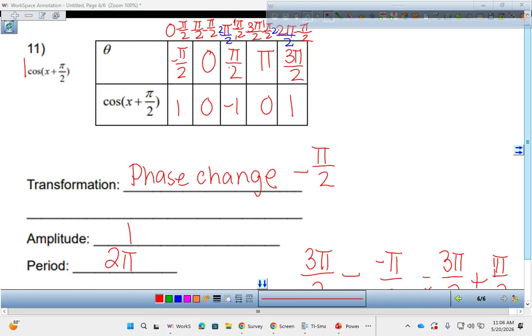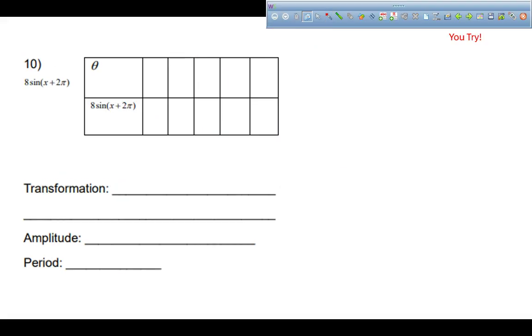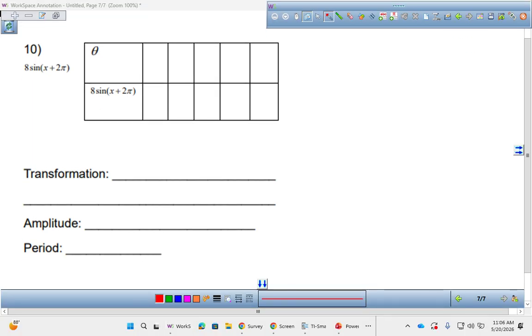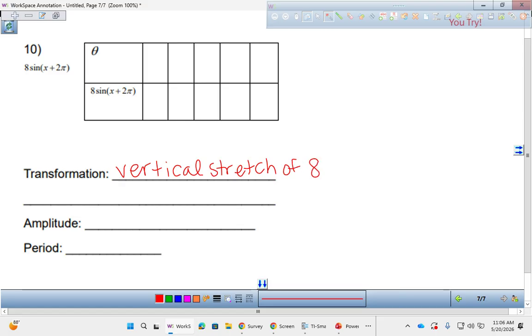All right, we're going to try one that has multiple things. So let's look at this one. Let's talk about the 8. The 8 is in the beginning, so what is it? This is going to be a vertical stretch. I'm just going to say of 8. We normally say by a factor of 8, but there's not a lot of space on your toolkit, so of 8 is fine. On the test, if you wrote it down instead of, I'm fine with that.